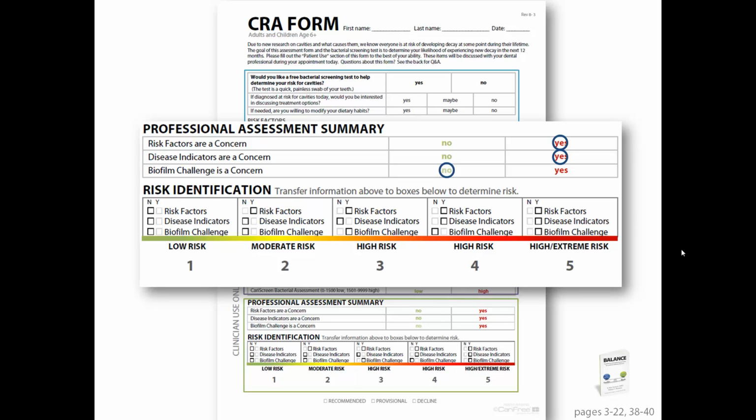So then we look into the risk identification section and find the category where the highlighted boxes match yes, yes, no, or they go right, right, left. We can see that category 4 follows this criteria. Yes to risk factors, yes to disease indicators, and no to biofilm challenge. Therefore, we know that our sample patient is category 4 or high risk.